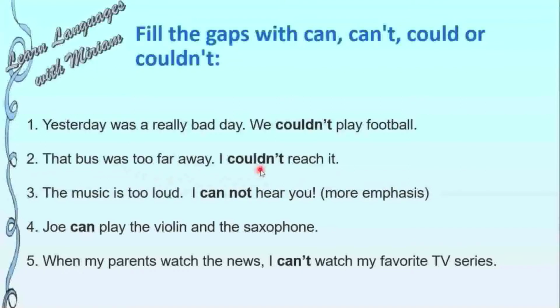So could. And why couldn't? Because I couldn't reach the bus. It's telling me that the bus was too far away, so I couldn't reach it. Third one. The music is too loud. I cannot hear you. So what happens here?